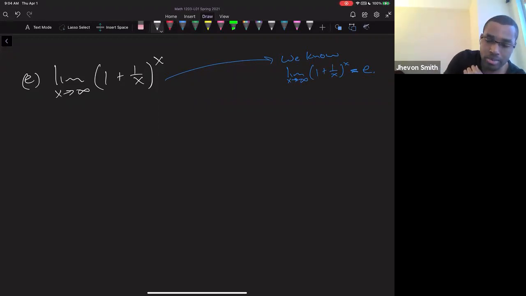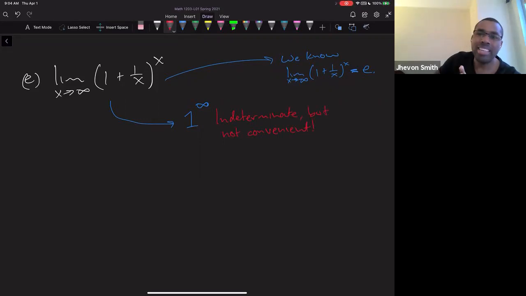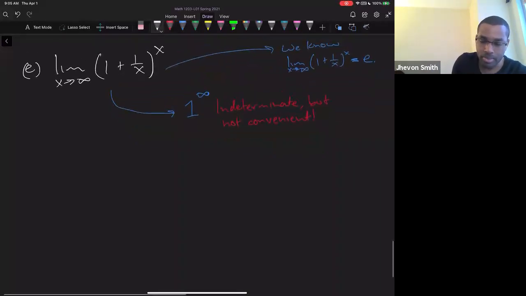How would I get to that though? One, I would notice that this guy actually approaches 1 to the infinity. So it is indeterminate, but not convenient. Right? And again, the infinite power is kind of the issue here. Like a base 1 is easy to deal with in virtually any other case, right? Like if I raise 1 to any other number, I know the answer is 1. The problem is the power. So we're going to introduce the ln's, right?